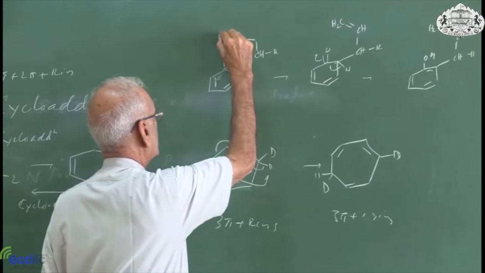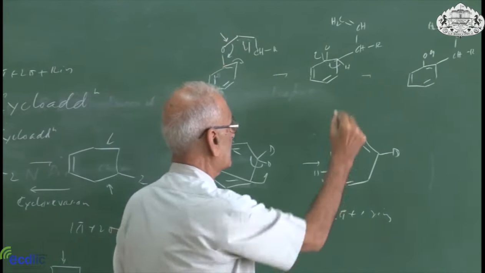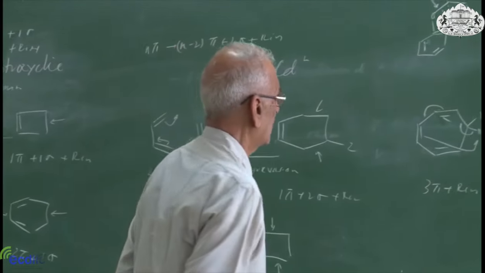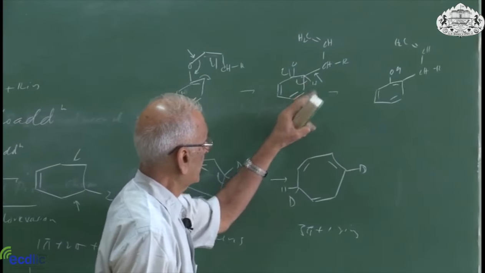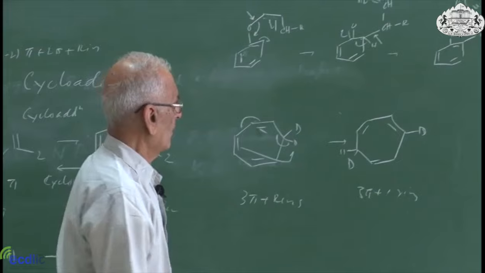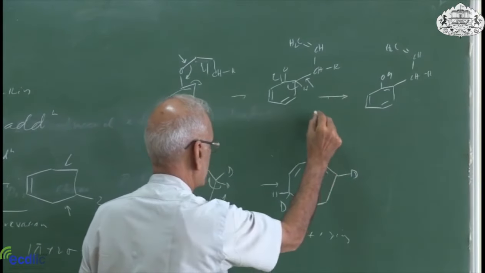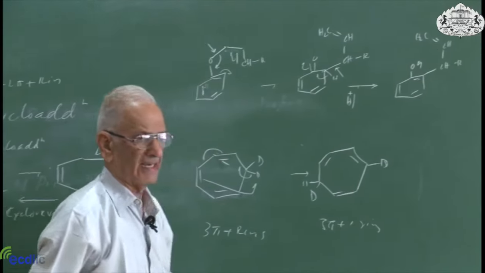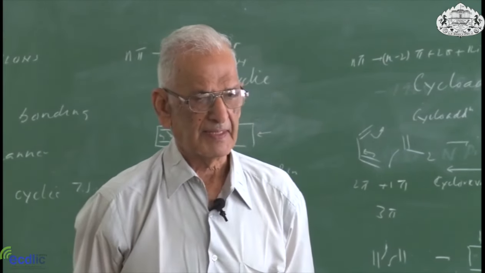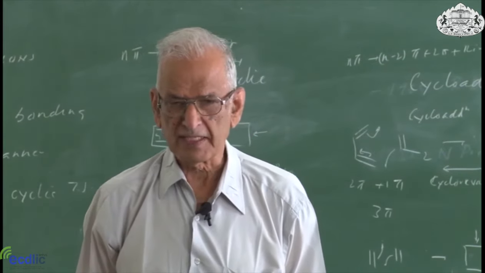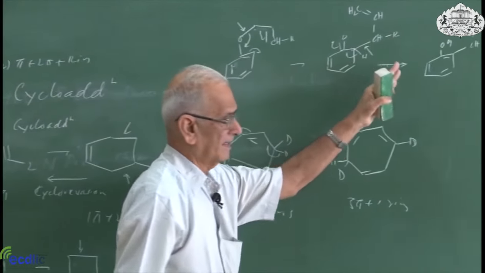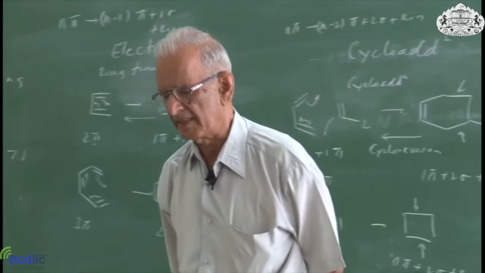What have we done in the first step? We have broken the sigma bond at this place and formed a new sigma bond at a different place. This step is not called a pericyclic reaction because it is acid catalyzed, and as we will see when we give the features of a pericyclic reaction, we say that in a pericyclic reaction there is no significant role for acid or base. So the first step is pericyclic. The second step, aromatization, is not a pericyclic reaction.